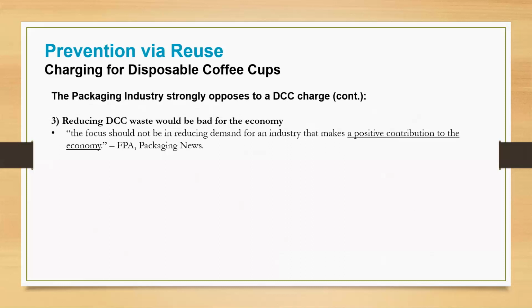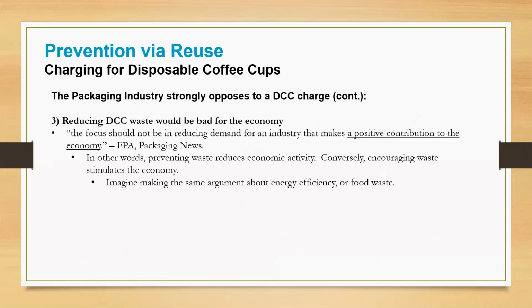And this is a really interesting argument because what it's effectively saying is preventing waste reduces economic activity, and conversely, encouraging waste stimulates the economy. And you can imagine how that might sound if you applied it to, say, energy efficiency or food waste. We should encourage inefficient cars or appliances because using more energy means more money in the economy. Or we should encourage consumers to waste food because they're ultimately stimulating the food and drink and agricultural sectors. It doesn't really stack up.